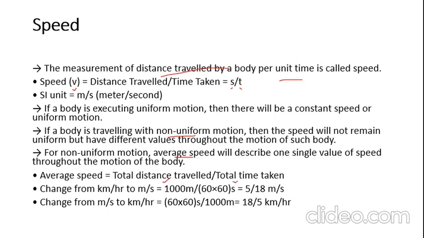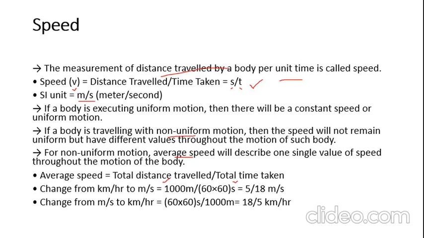So this is your formula. You will use this formula in numericals. Average speed is equal to total distance traveled divided by total time taken. V is equal to S by T. This is your general formula for speed. V equal to S by T. And this is your unit, meter per second.